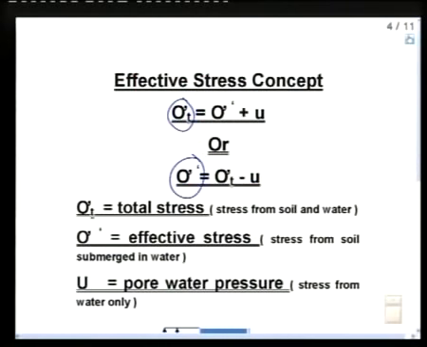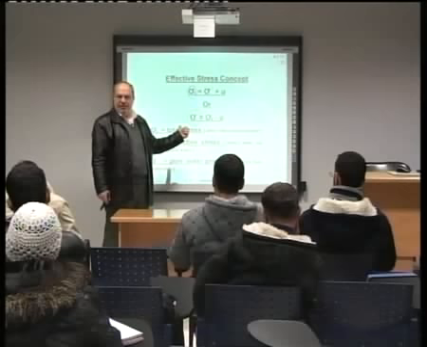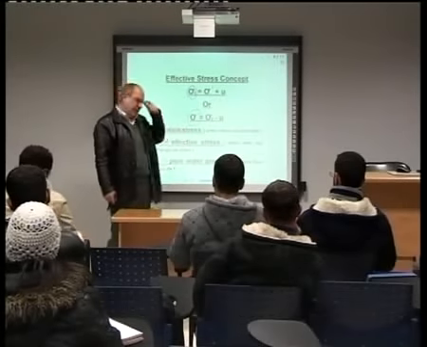Total stress consists of two components: stress held by soil only and stress held by water only. So sigma total equals sigma effective, sigma prime, plus pore water pressure. So effective stress is the difference between the total and the pore water pressure. Always we have to subtract pore water pressure from total stress to get effective stress.